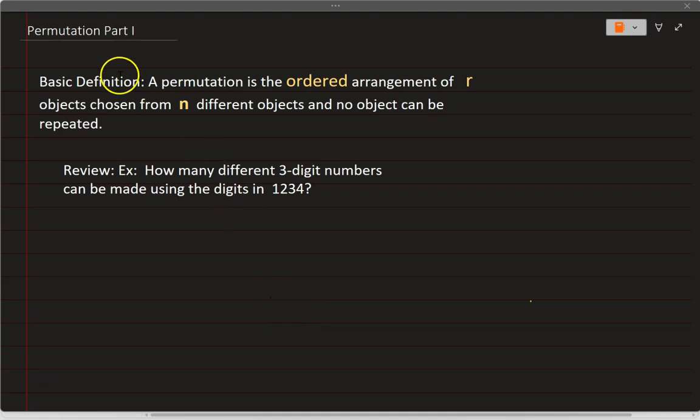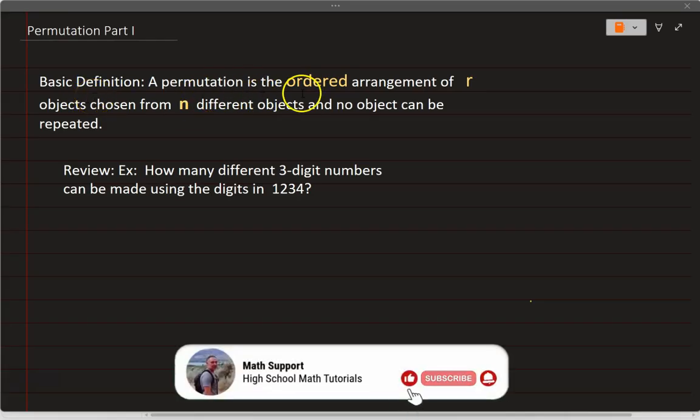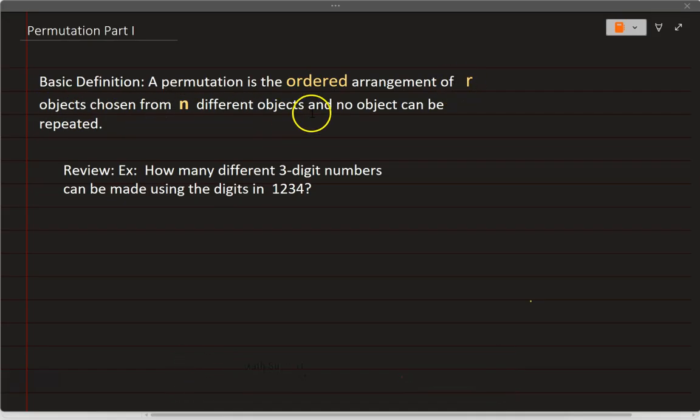Today's lesson is about permutation. All right, so let's go ahead. Basic definition. A permutation is the ordered arrangement of R objects chosen from n different objects, and no object can be repeated. So I highlighted the ordered, the R and N.